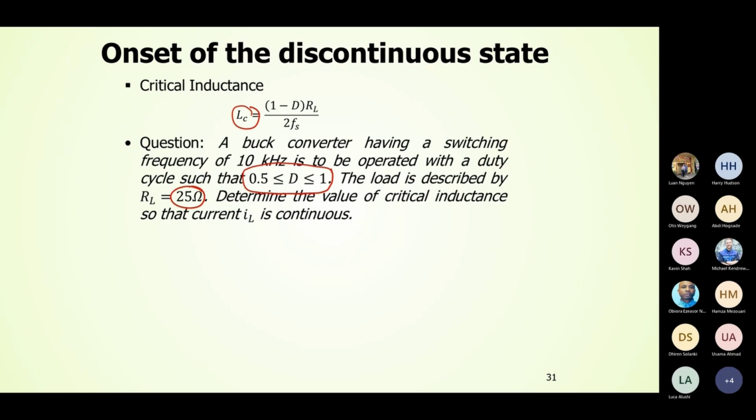Now, this is the formula. In this formula, we already know RL equals 25 ohm. Fs, the switching frequency, is 10 kilohertz.